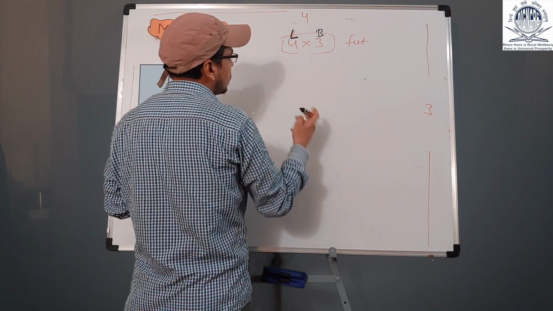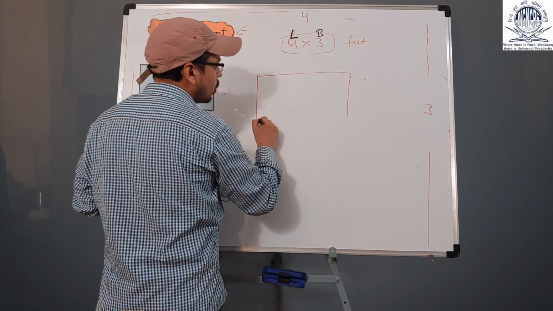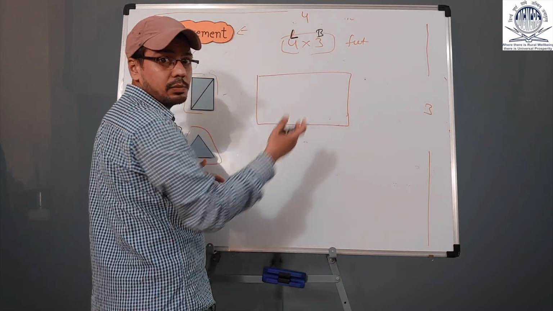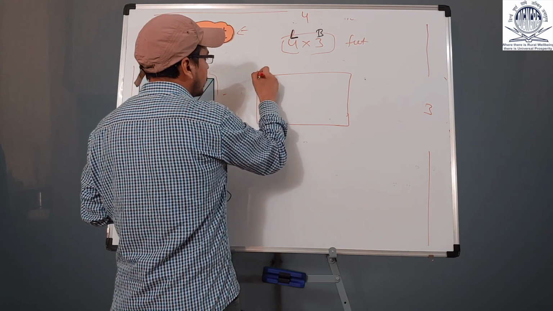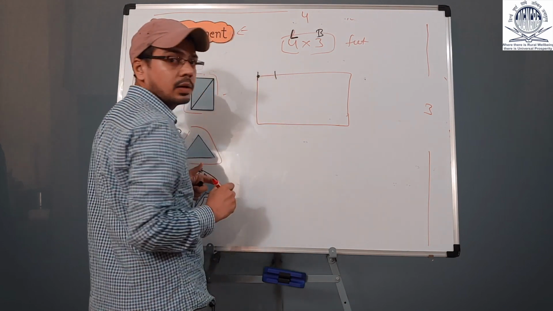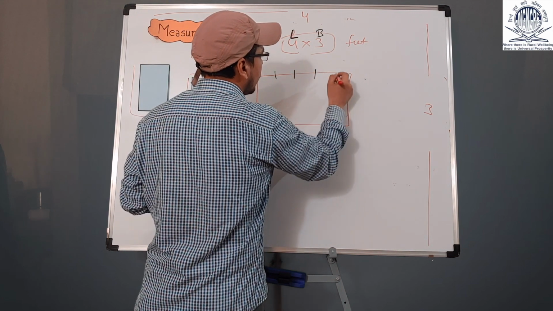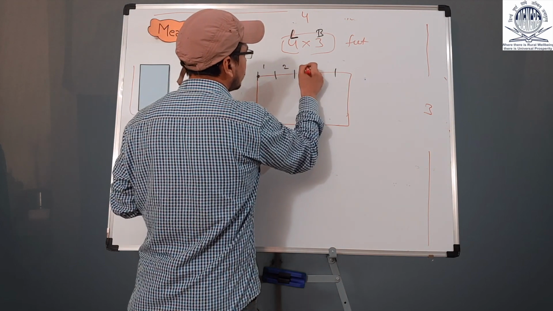So let's say this whole is my board over here, and I want to divide it into, let's say, 4 parts by 3 parts. So let's try to figure, if this is my starting point over here, so this is my 1 part, and this is my 2 part, and this is my 3 part, and this is my 4 part. So this comes as 1 and 2 and 3 and 4.